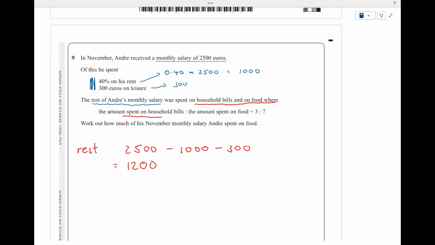and he spends this on household bills and food, where the amount spent on household bills to the amount spent on food is 3 to 7. Right. Bills, food, 3 to 7 adds up to 10, right?